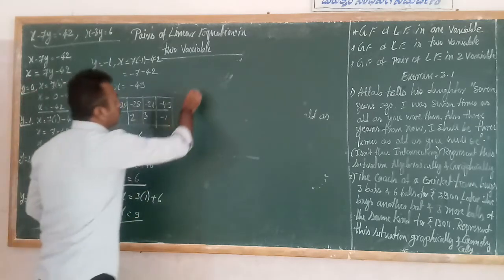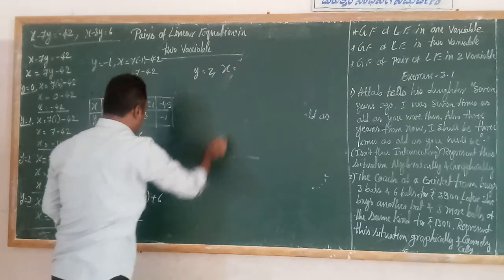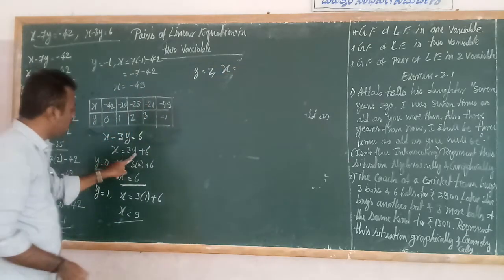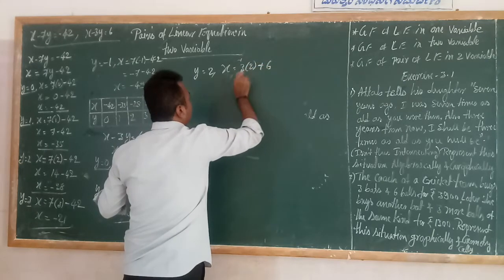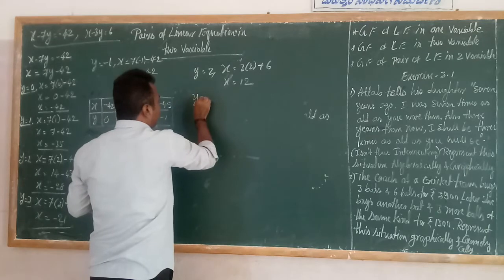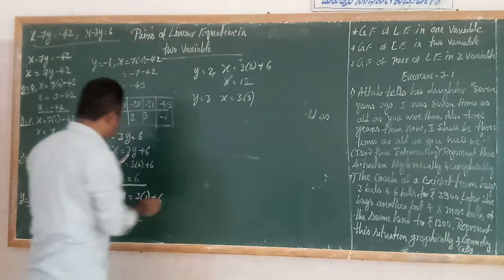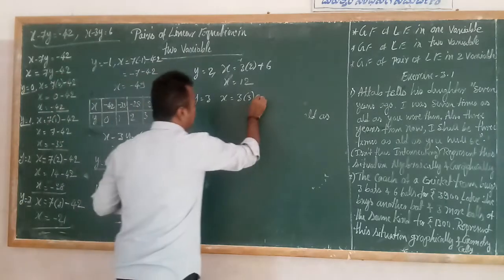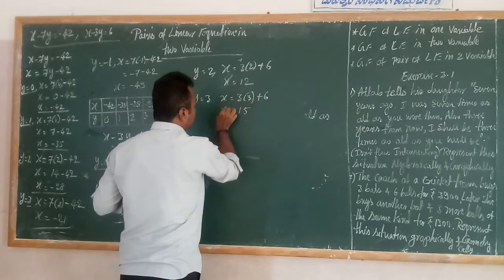So next, y is equal to 2 you should give. What is the x value? x is equal to same. x is equal to 3 into 2 plus 6. 3 twos are 6, 6 plus 6, 12. x is equal to 12. So y is equal to 3 should give. So x value 3 into 3 plus 6, how much? 3 threes are 9, 9 plus 6, it will become 15. So this is the x value.